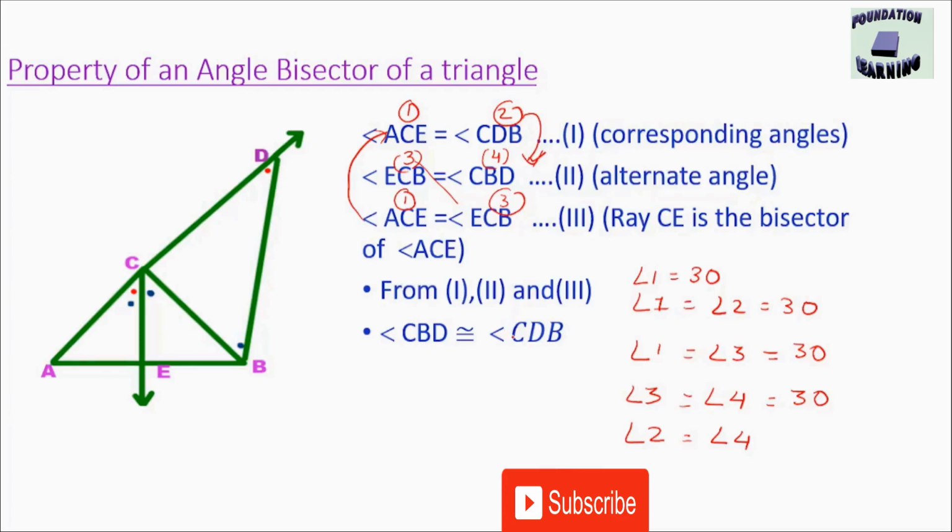So angle 2 is equal to angle 4. Which is angle 2? Angle 2 is CDB and angle 4 is CBD. So both the angles are equal. CBD is equal to CDB, right? With this example I have explained angles 1, 2, 3 and 4. If you take a measurement, then you will understand. Now we have found these two angles are equal.